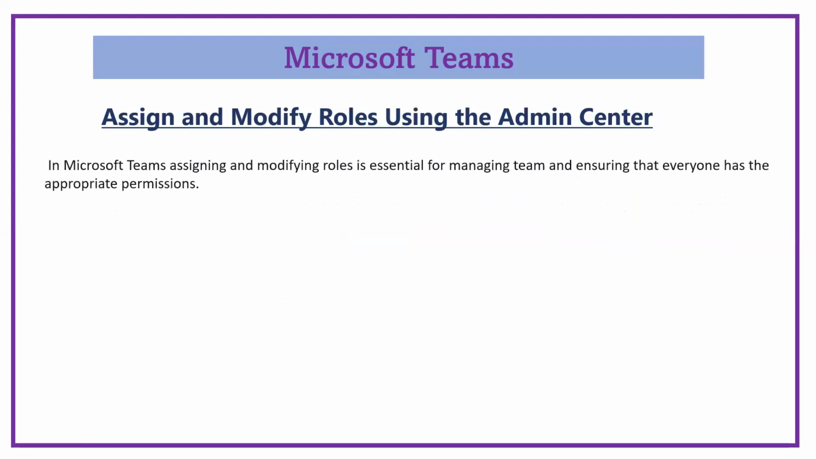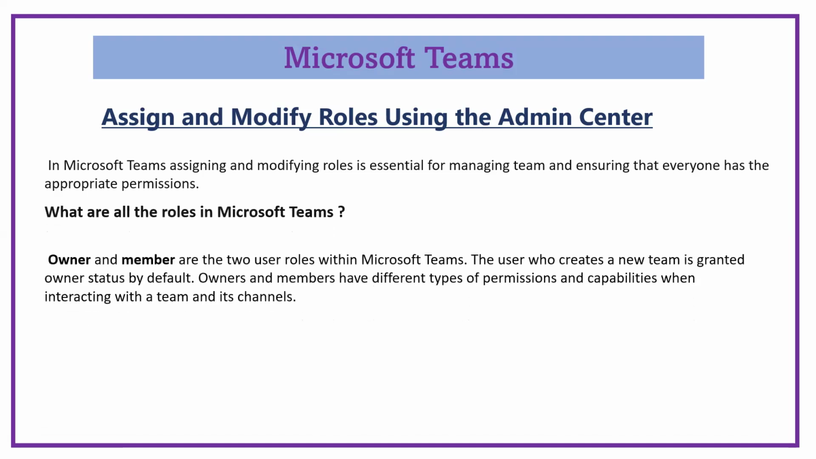So in Microsoft Teams, assigning and modifying roles is essential for managing a team and ensuring that everyone has the appropriate permissions. So what are all the roles in Microsoft Teams? There are actually only two roles. One is owner and the other is member. Owner and member are the two roles within Microsoft Teams. The user who creates the team is granted owner status by default. Owner and member have different types of permissions and capabilities when interacting with the team and its channels. We will see them one by one now.